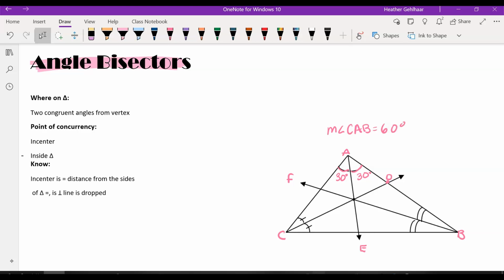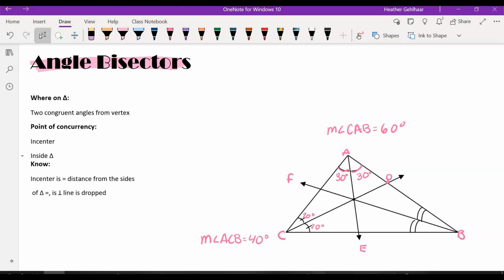Next, let's say this angle, sorry, angle ACB. If I said the measure of angle ACB was 40 degrees, that entire angle is 40 degrees, that means that each little angle is 20 degrees. So all of them are going to have that same degree.